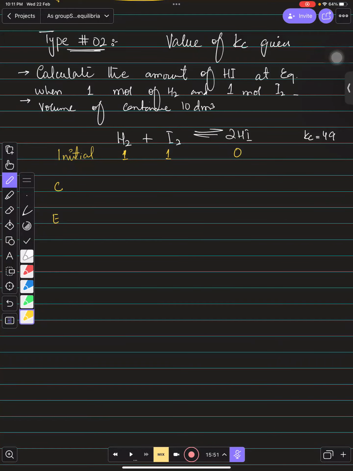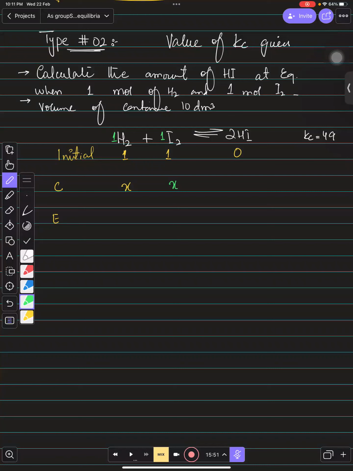What we need to do in such situations, Bacho, is consider the change of one of them as x. Now we don't know how much hydrogen is going to be consumed, so we are just considering that x hydrogen will be consumed. Then you can see in the equation that the number of moles of hydrogen and iodine are the same. So remember, whatever the amount of hydrogen consumed, definitely the same amount of iodine would be consumed. So if x hydrogen is consumed, then x iodine would be consumed.